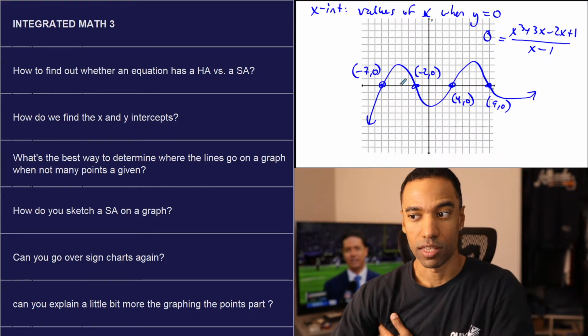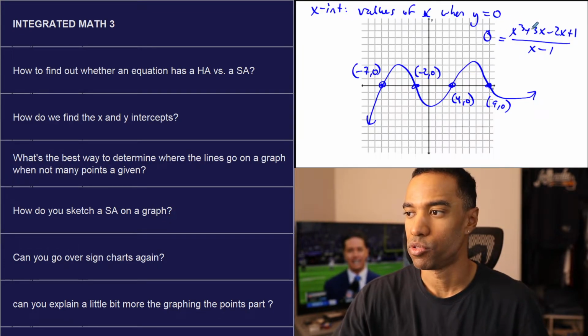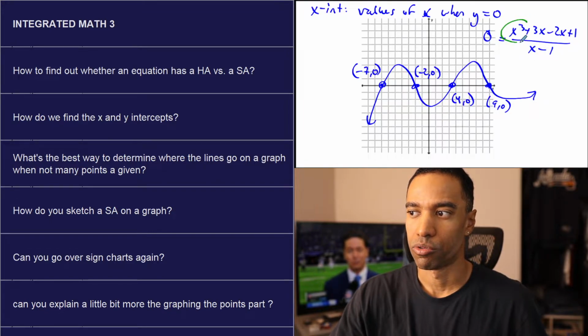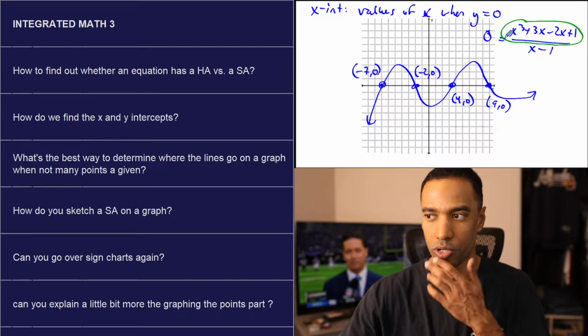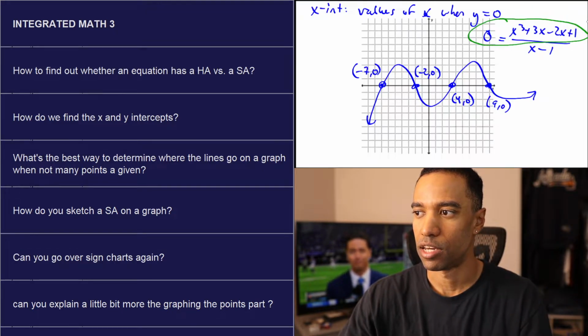You ask yourself, and this is a different equation, right? But you try and find out what values of x give you 0. Now, you don't want to divide by 0, but you want to divide from 0. So you want to set the numerator value equal to 0. You want to set this equal to 0 right there. When does this equal 0? And then you solve for x.